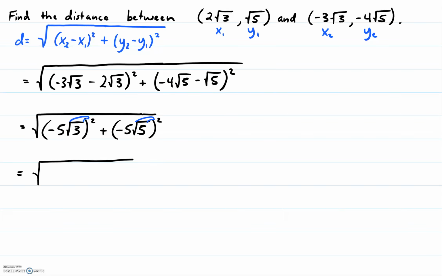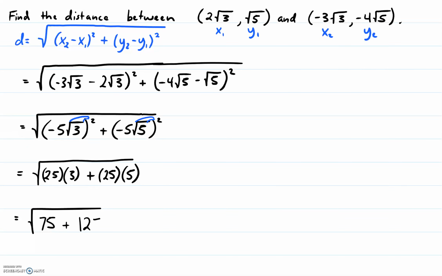Essentially, negative 5 squared is going to be 25, and that's going to be multiplied by the square root of 3 squared, which is just 3. Then for our second number, again, we'll have negative 5 squared, which is going to give us 25, multiplied by the square root of 5 squared, which gives us 5. Now just continue simplifying where we can. 25 times 3 is going to give us 75 for our first term under the radical. 25 times 5 is going to give us 125. And then we can combine those two terms to give us the square root of 200.